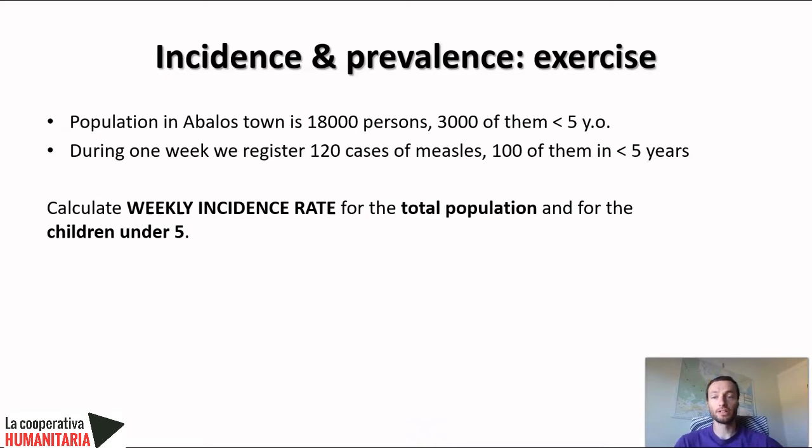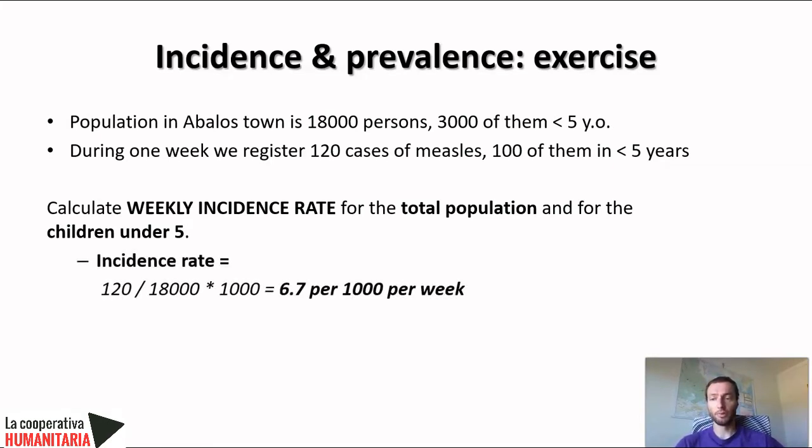Okay, you calculated the first indicator, the incidence of total population and under 5. These are the results. For the total population, we have 120 cases divided by the total population, which was 18,000, and multiplied by 1,000. So we're going to express it as 6.7 per 1,000 per week. This 1,000 you can change. You can use 1,000, 100, 10,000, depending on the magnitude of the disease you are analyzing.